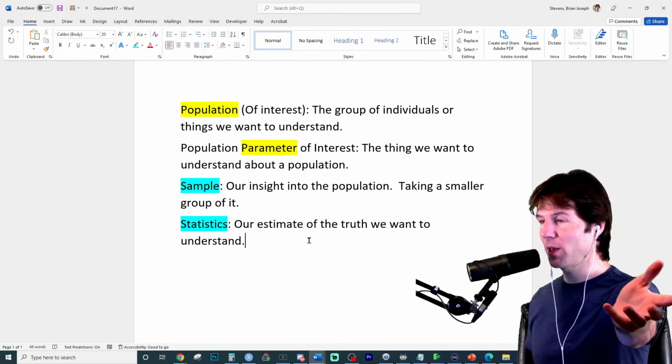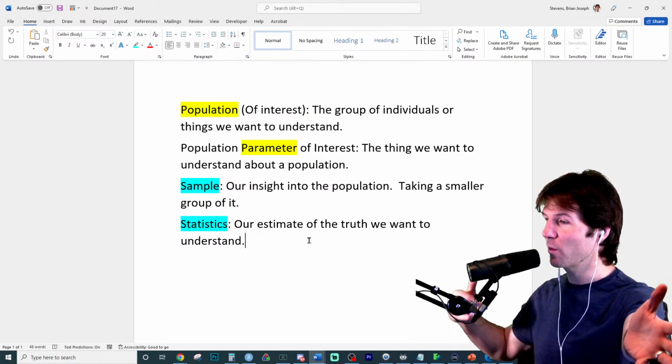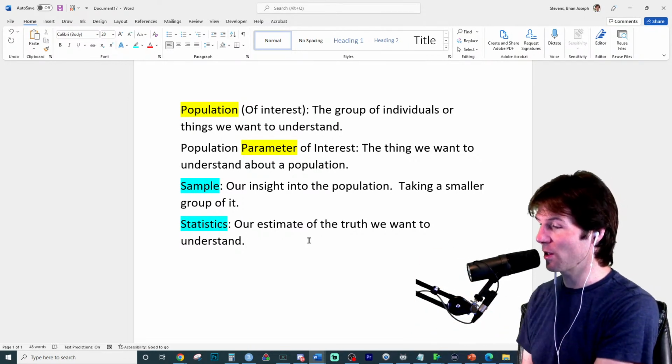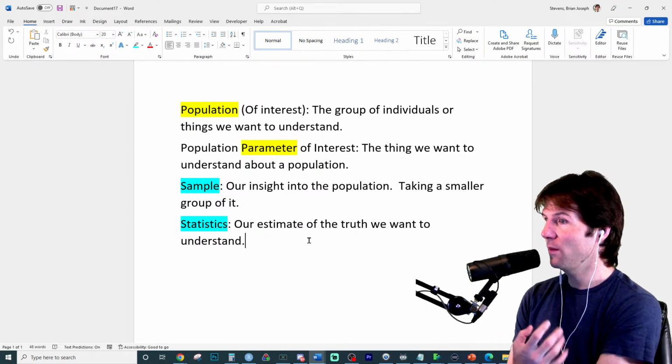So we say, let's go out and take 100 individuals, learn from them, and then estimate what the truth is. Great job right there, Rod and Shreya. So this is the idea of statistics.